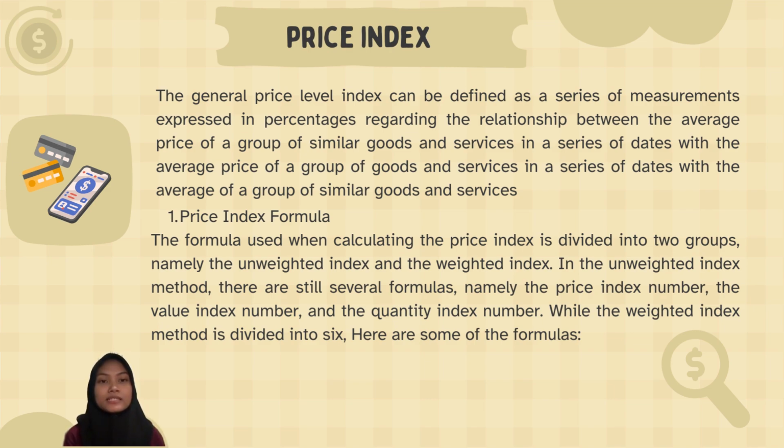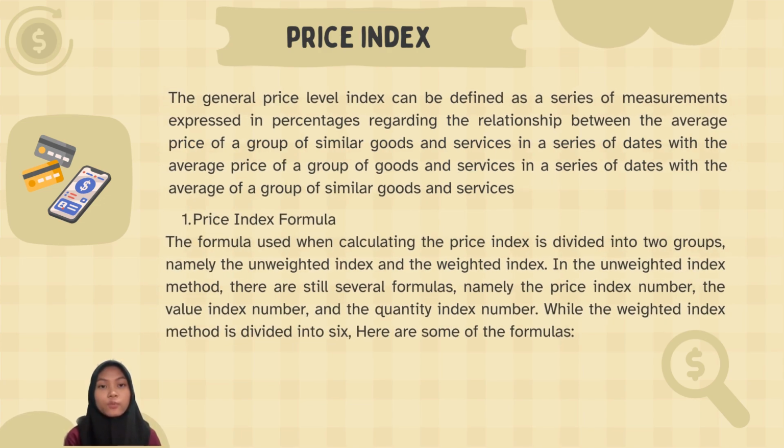Okay, here there is a price index formula. The formulas used when calculating the price index are divided into two groups, namely the first, unweighted, and the second, weighted index. In the unweighted index method, there are still several formulas, namely the price index number, the value index number, and the quantity index number. While the weighted index method is divided into six, namely simple aggregate, Paasche, Laspeyres, Drobisch and Paasche, Irving Fisher, and Marshall Edgeworth. Here are some of the formulas.